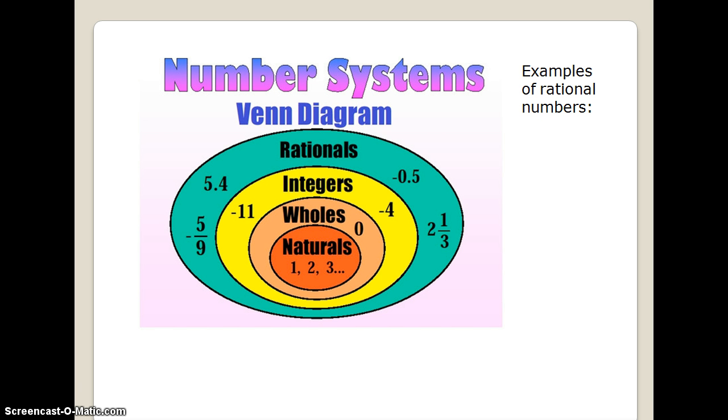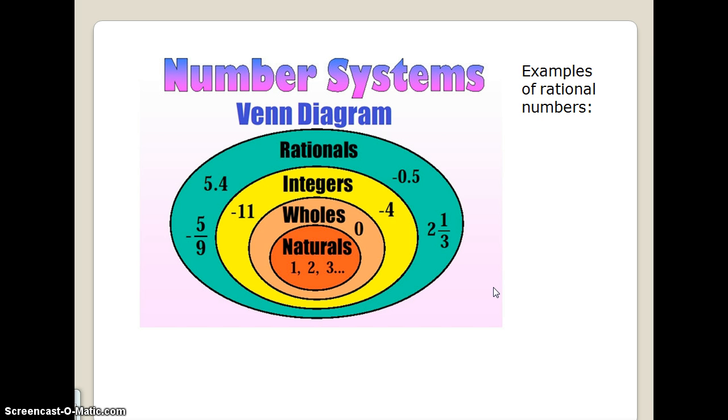Let's look at the Venn diagram of numbers. These are a set of number systems. We have rational numbers, integers, whole numbers, and natural numbers. You can see on the outside we have the rational numbers. Everything that's inside of the rational numbers would also be considered rational, but they have a more specific characteristic about them. Rational numbers on the outside include 5.4, negative 5/9, negative 0.5, 2 1/3. It's all those numbers that we hadn't discussed in Chapter 1 because they had decimals or they had parts.